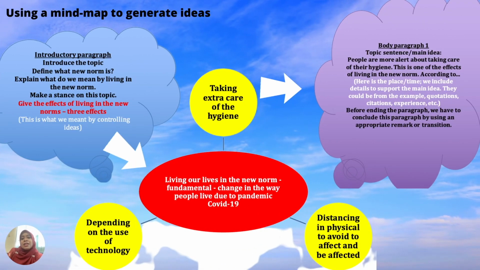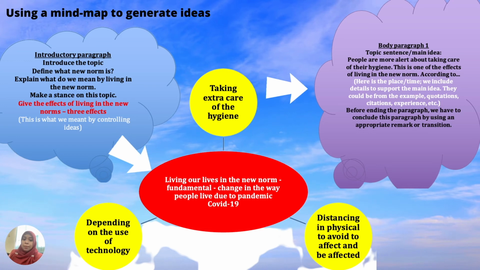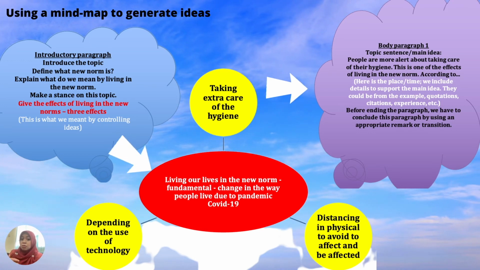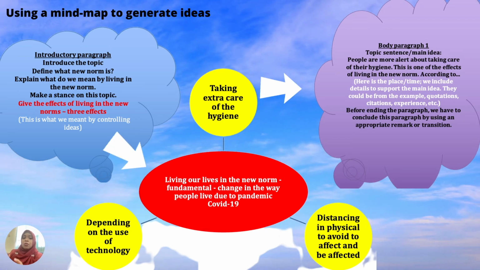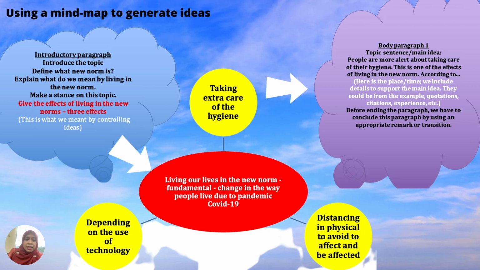Here's an example using a mind map to generate ideas. For example, the title is Living Our Lives in the New Norm. Okay, here I put that it is fundamental to understand because it changed the way people live. It changed the way people live due to the COVID-19 pandemic. So in the introductory paragraph, you introduce the topic.